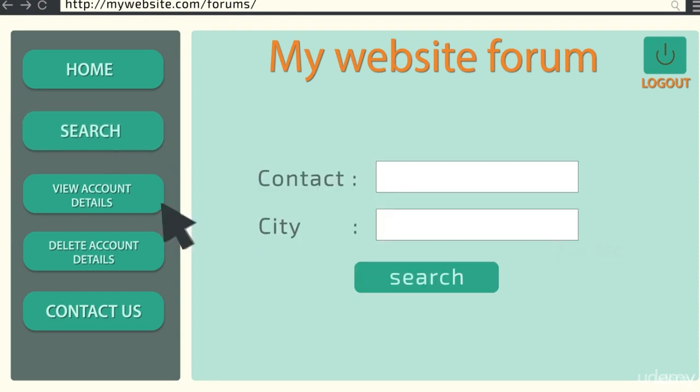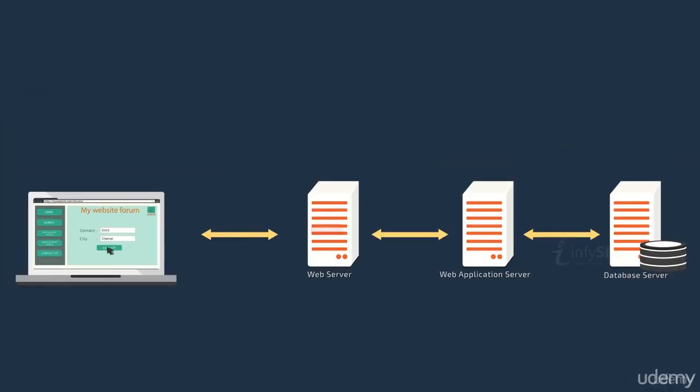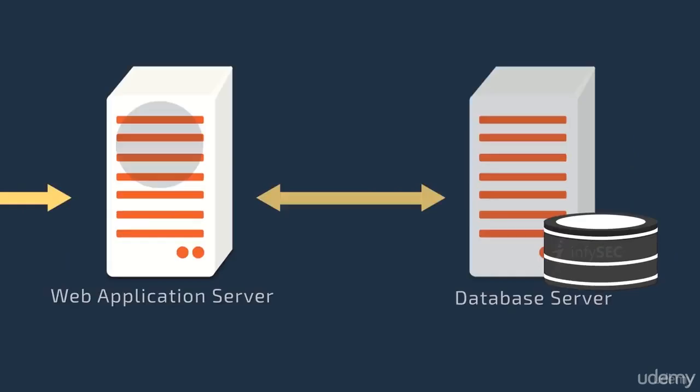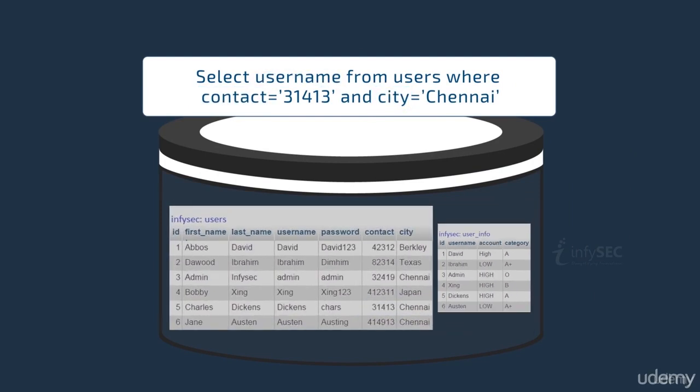By clicking on the search button, the user details can be viewed. When an input, say 31413, and Chennai is given, it generates a request that gets forwarded to a web application server to generate the following query. This now fetches the list of usernames from the table users, whose contact number is 31413 and city is Chennai. In a select statement, the relevant data is fetched using either AND or OR logical operators.